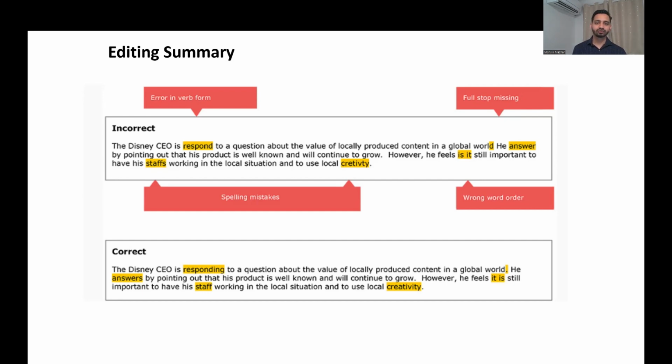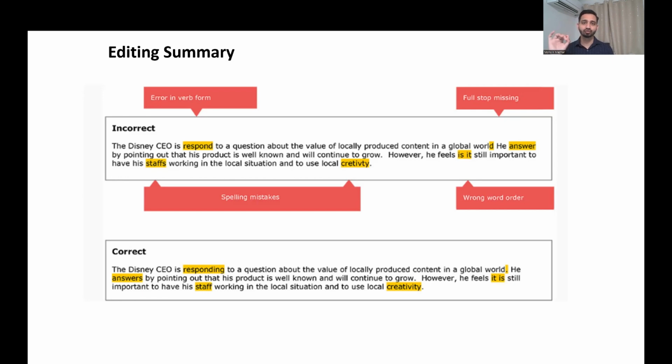Working in a local situation and to use local creativity. Again, a spelling mistake, and you want to fix that as well. So you want to be looking for content, you should be looking for punctuation, you should be looking for grammar, you should be looking for word choice. Okay, all of these things you should be looking at when you're doing the editing.